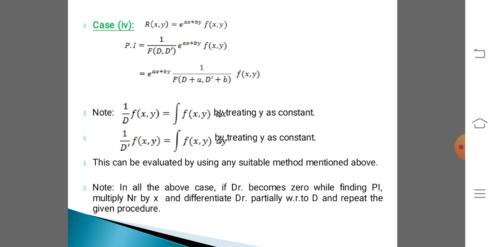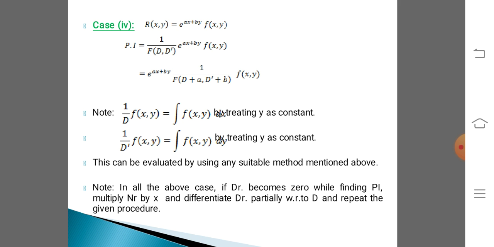Here we shift e power ax plus by to the front. Simultaneously we replace d by d plus a and d dash by d dash plus b. So this is what the shifting property states. Therefore the particular integral in this case becomes e power ax plus by into 1 by f of d plus a comma d dash plus b into f of x comma y. So this part, namely 1 by f of d plus a comma d dash plus b f of x comma y, can be evaluated by using any one of the appropriate cases we have seen in the previous slide.